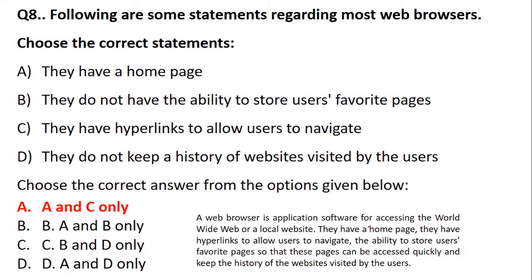So when we talk about the web browsers, they have a home page, no doubt, and they have the hyperlinks which allow the user to navigate. A web browser, as I said, is an application software for accessing the World Wide Web, or you can say the local website. They have a home page, hyperlinks, and an ability to store the user's favorite pages, so that the page can be accessed and kept in the history of the websites visited by the users. The statements are given, we just have to find out which are the right statements for the web browsers. Okay, is it clear?